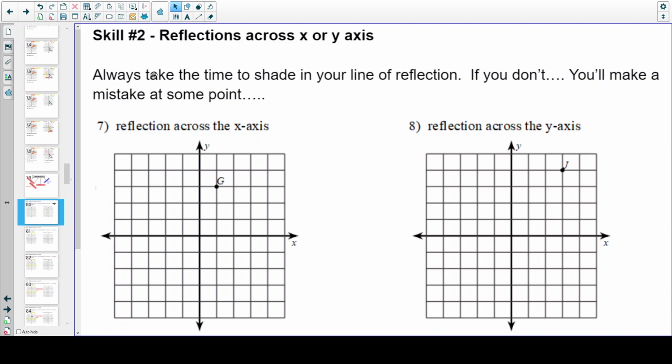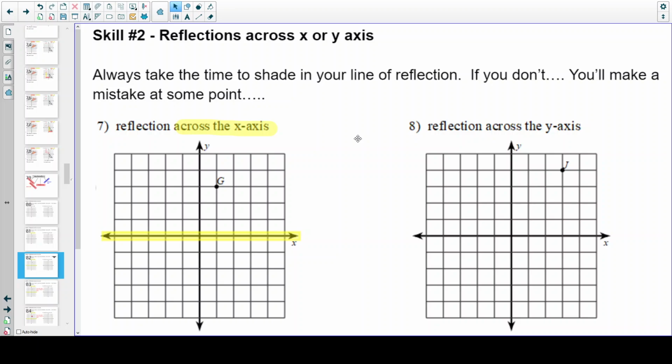So reflections. Always take the time to shade in your line of reflection. I promise you, if you don't take the time to do that, you will make a mistake at some point. Not always, but sometimes you will. They say, please reflect this across the x-axis. So take your pencil and just shade in the x-axis. Not real dark, but just enough to say, hey, this is my line of reflection.